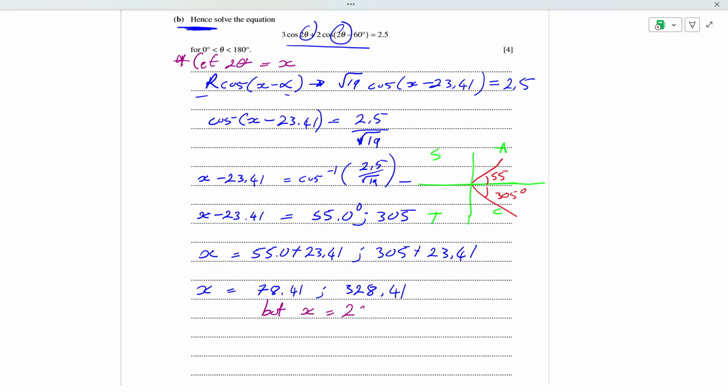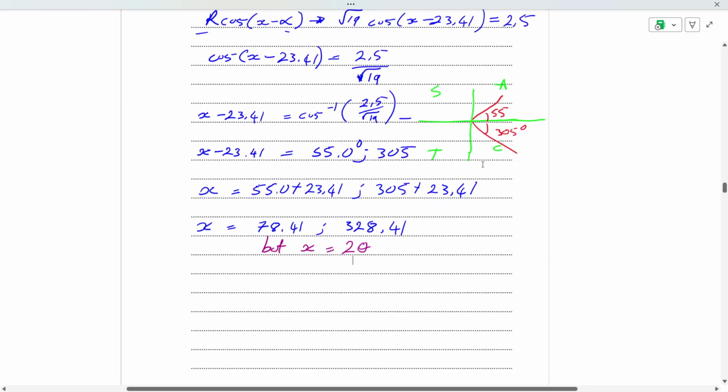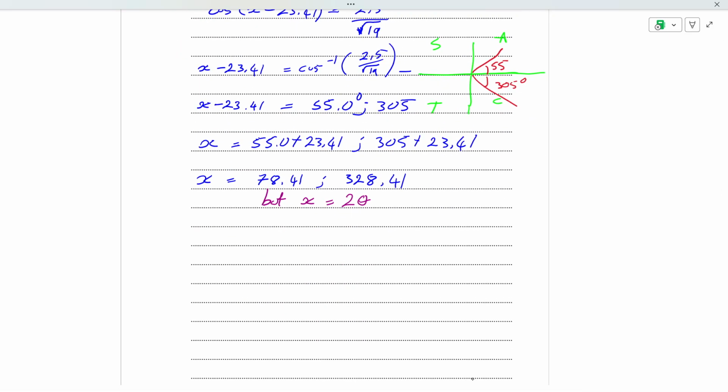But we know that x is equal to 2 theta. So now we can substitute for x. So 2 theta is equal to 78.41 and 328.41. We divide all of that by 2. Then we have theta is equal to 39.2 degrees and 164.2 degrees.